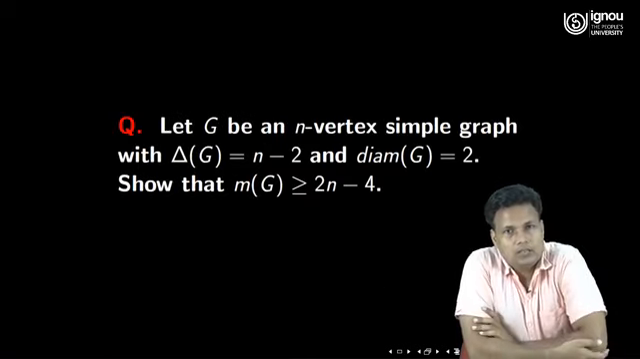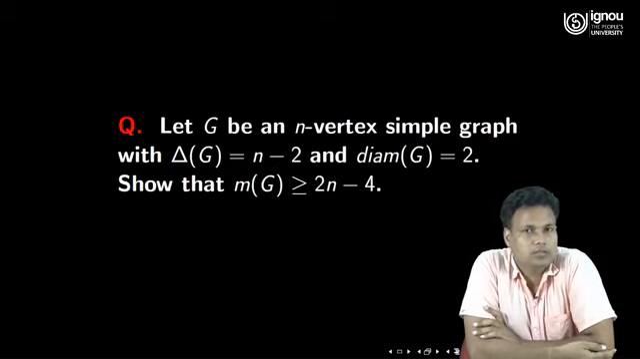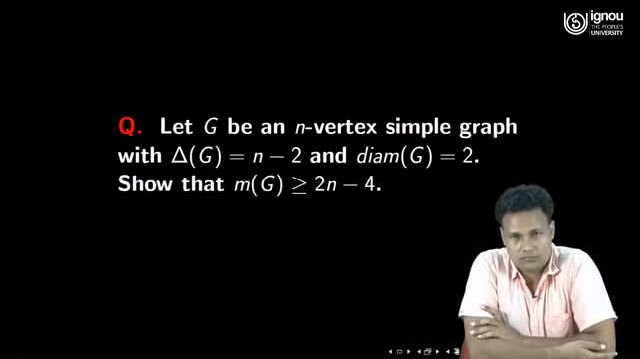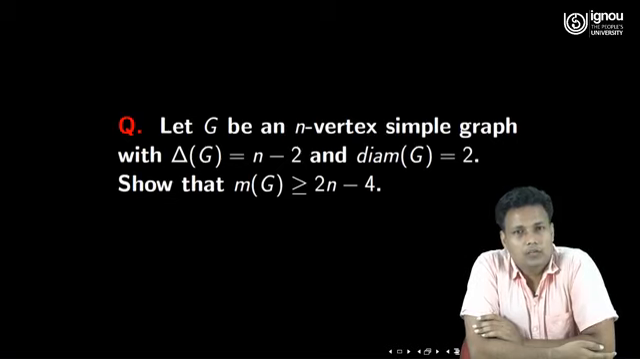Let us consider another question. Let G be an n-vertex simple graph with maximum degree n minus 2 and diameter equal to 2. We have to show that the number of edges in G is at least 2n minus 4.